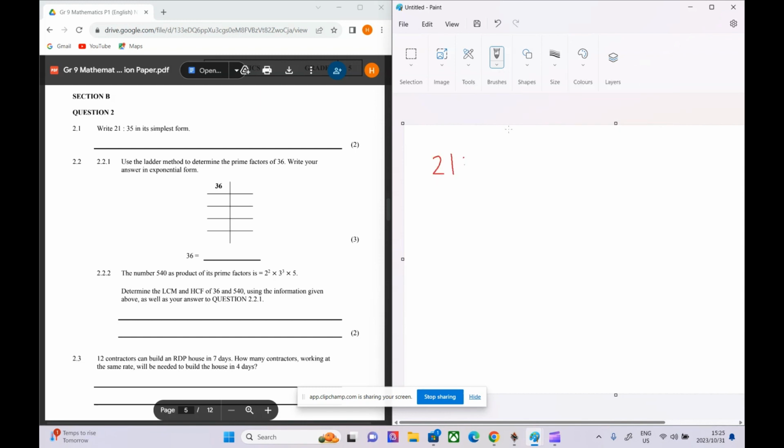21 and 35. Okay, so what you need to do with a ratio, if they ask you to simplify it, is you're just going to have to divide both sides by the same number as many times as you can to get as small as possible.